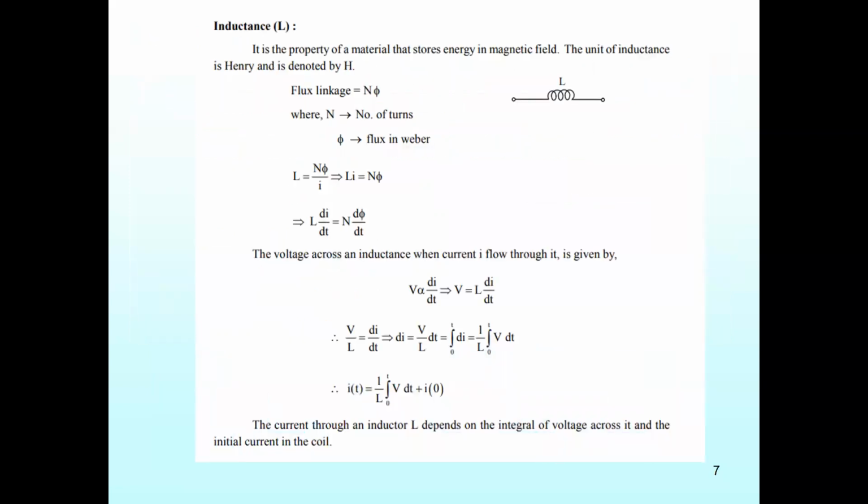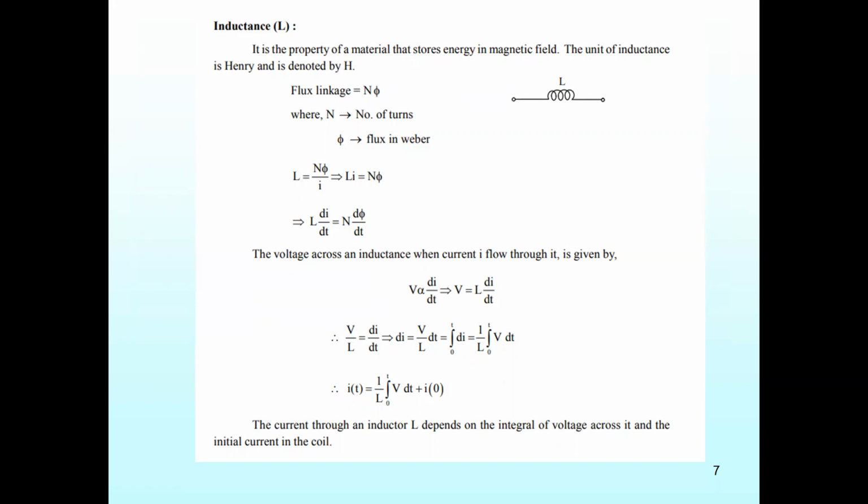Then the second passive element is inductor. It is a property of a material which stores energy in the magnetic field. It is denoted by the letter L. The unit of inductance is Henry. L equals N phi by I. L is the self-inductance of the coil. N is the number of turns of the coil. I is the current flowing through the coil. Phi is the flux produced in the coil.